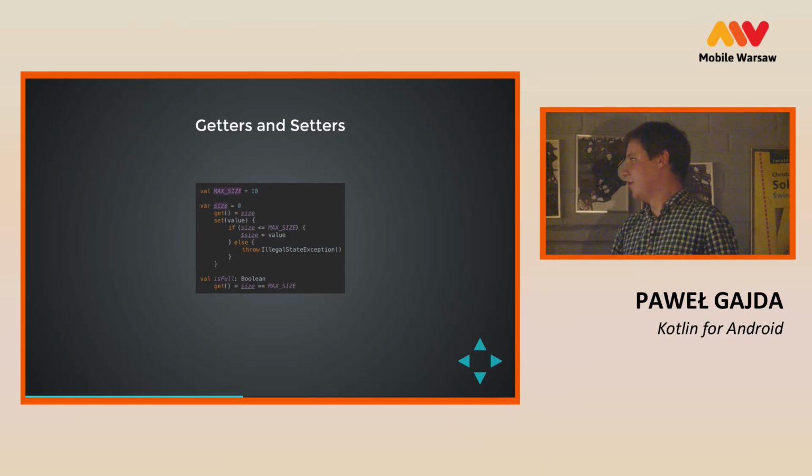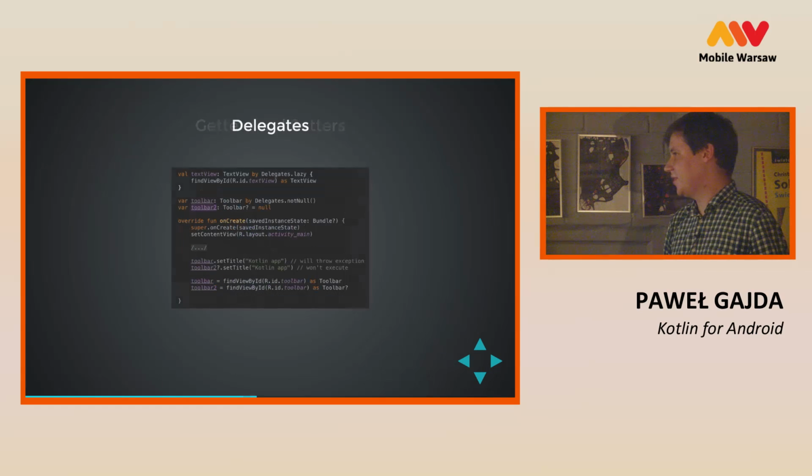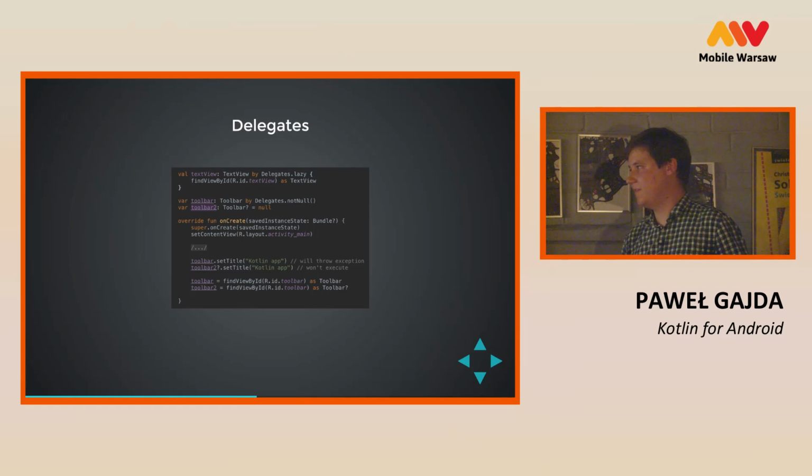Okay, there are getters and setters. We can initialize a property, define a getter and a setter. Of course, all of it might be implicit and omitted. We only need to put the return type if it can't be inferred, and that's nice. That's why we don't need to use Java beans in Kotlin.